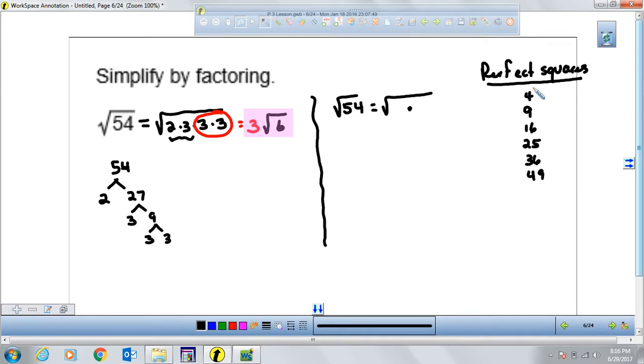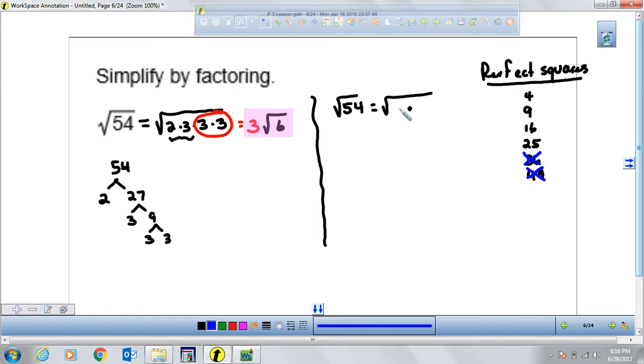So now, from these, we need to find the largest possible perfect square that is a factor of 54. In this case 49 is not a factor of 54, because 49 times nothing equals 54. 36 is not a factor of 54 either, because 36 times nothing equals 54.